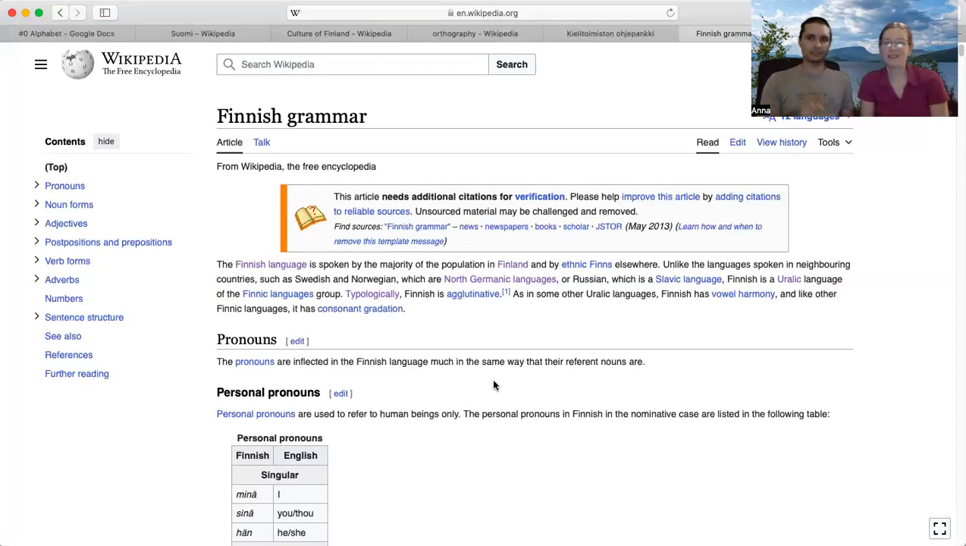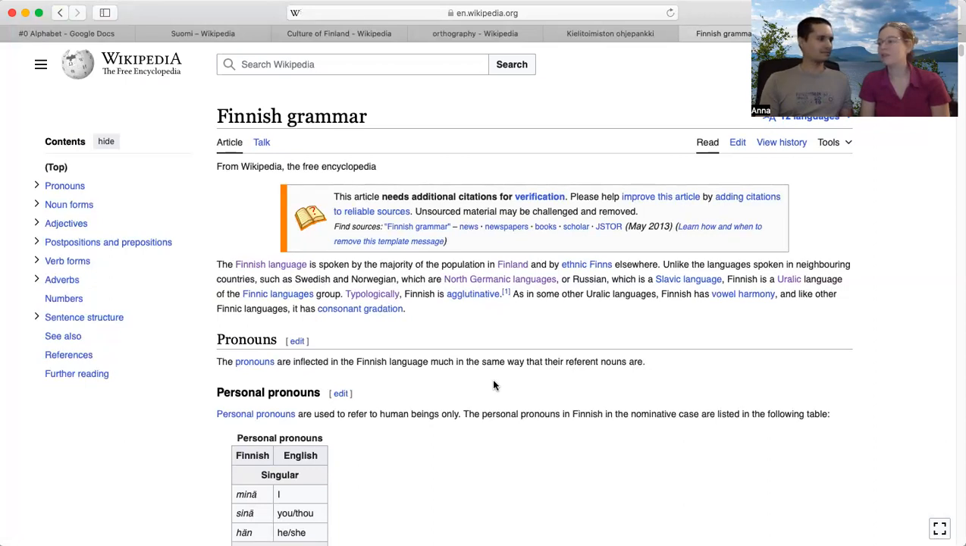And no articles. Yeah, for me it also was a very good thing because I hate articles. No definite, no indefinite, nothing. So what do you think? How can we say if it's the dog or a dog?